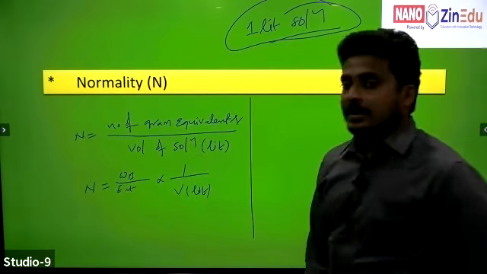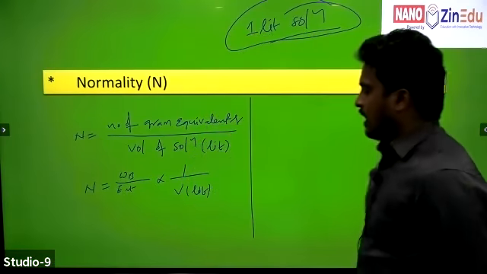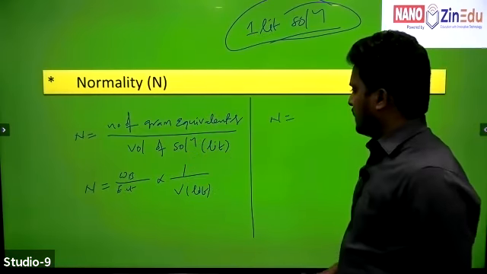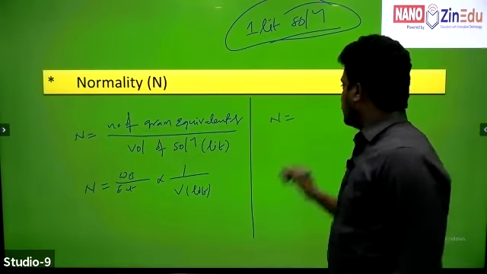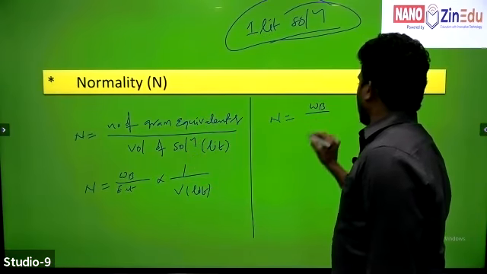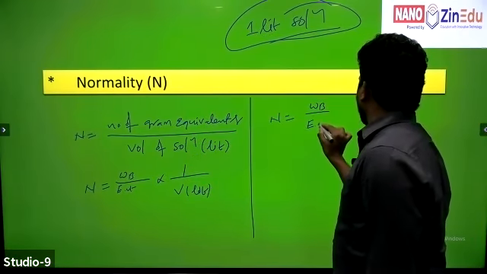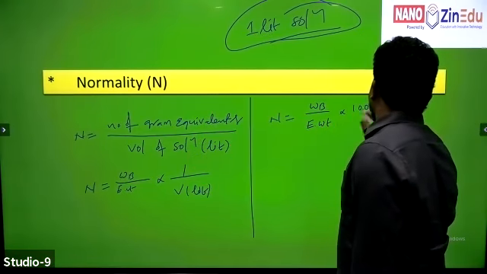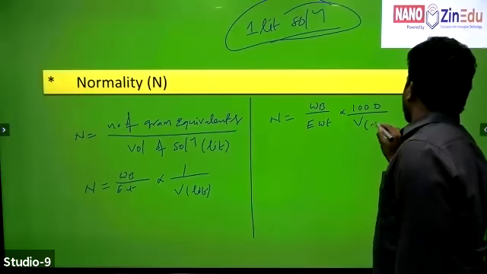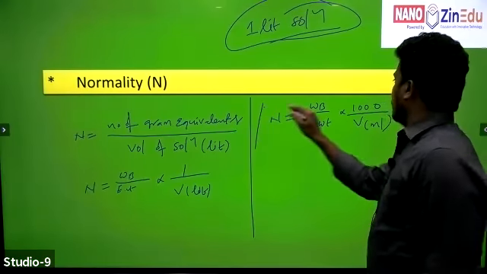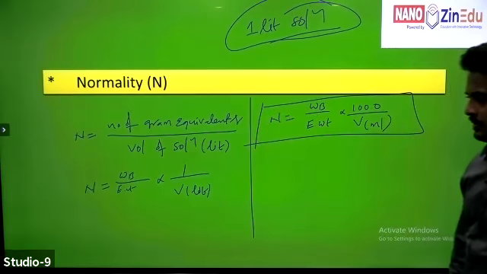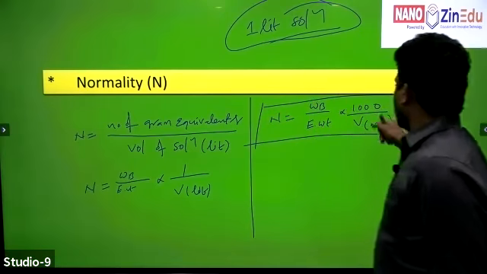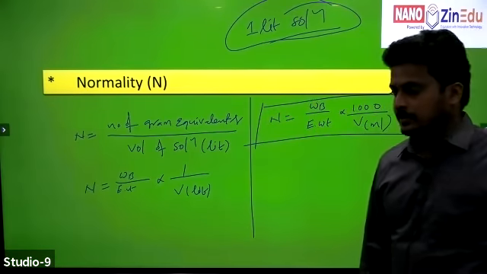Right? If you are taking volume of the solution in milliliters, then the normality formula changes to weight by equivalent weight of solute into 1000 by volume of solution in milliliters. Normality equal to weight by equivalent weight into 1000 by volume of the solution in milliliters. Right?